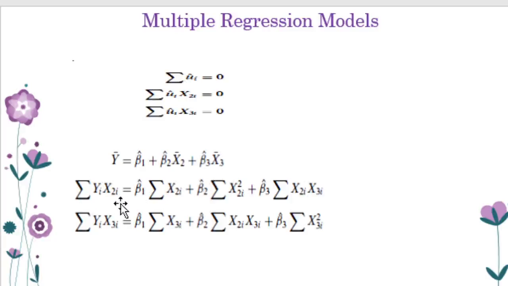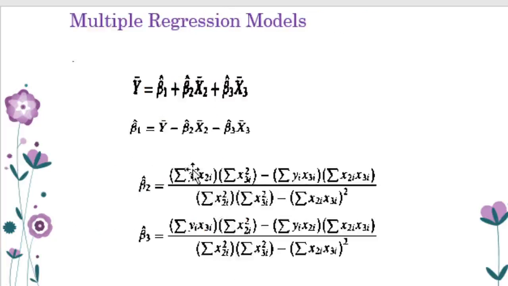Then the second normal equation is sigma yi x2i equal to beta 1 cap sigma x2i plus beta 2 cap sigma x2i square plus beta 3 cap sigma x2i x3i. The third normal equation is sigma yi x3i equal to beta 1 cap sigma x3i plus beta 2 cap sigma x2i x3i plus beta 3 cap sigma x3i square. These are the three normal equations.